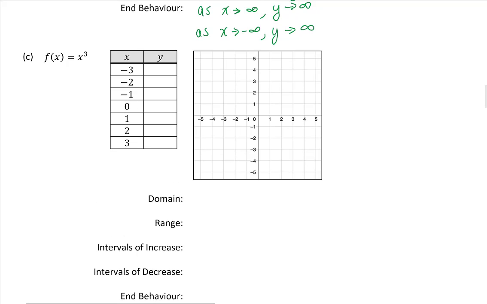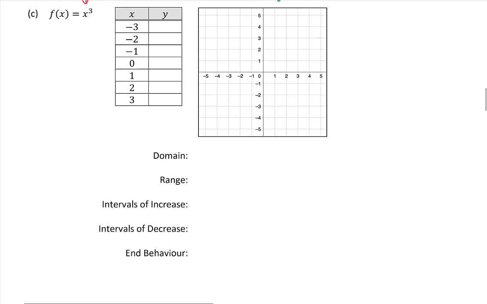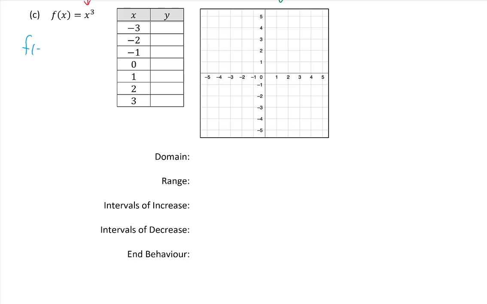So our next function is our cubic function. So again, we can sub in our value. We have f of negative 3, which is equal to negative 3 cubed, which is equal to minus 27. So if we plot our points, the cubic function looks something like this. So here's our function f of x. Let's go through the same steps as the last one. Again, please pause the video and try this yourself.